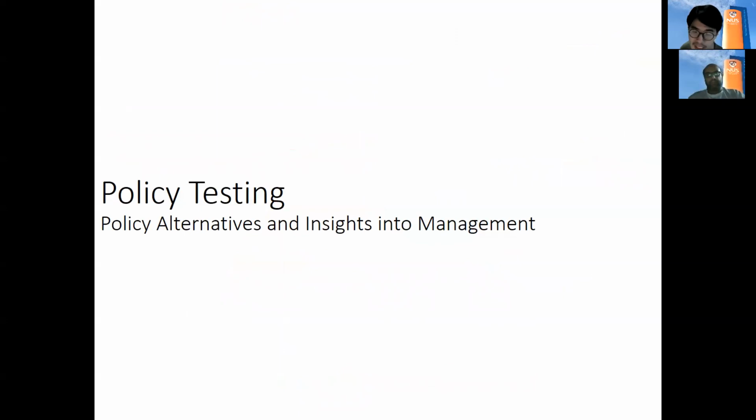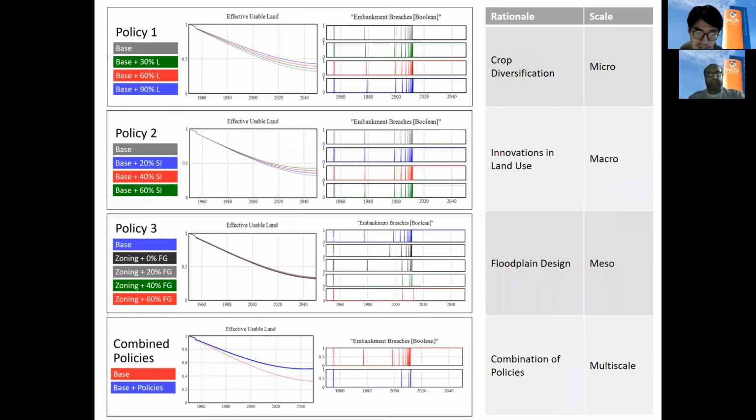Next, we will share our policy testing and the insight we gained from simulating possible alternatives. The goal of these policy alternatives is to examine the effectiveness in mitigating the problems with flooding and landlessness, and hence the changes to embankment breaches and effective usable land are observed. We tested 3 policies that are quite probable, either as practices that are used in neighboring communities or as solutions commonly explored given a similar problem context, and each of the individual policies deals with a variable in their respective subsystem as listed on the table.